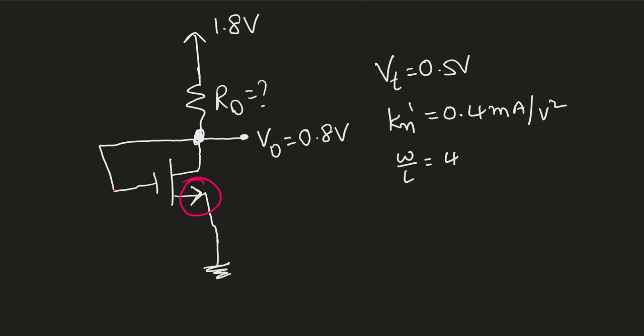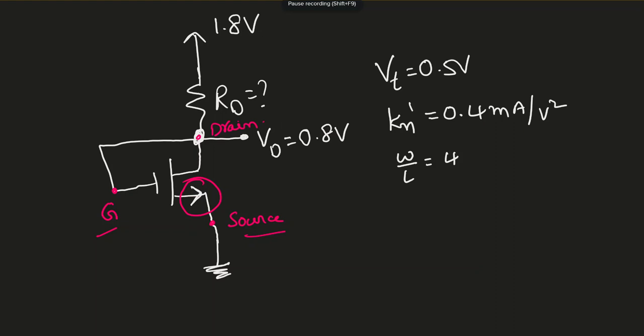The other important points: we know this terminal is called gate, this terminal is called drain, and this terminal is called source, just like base, emitter and collector. So similar to the transistor, but here the names are different: gate, drain and source.